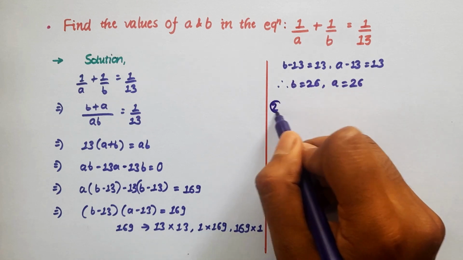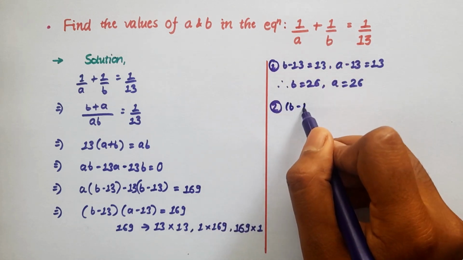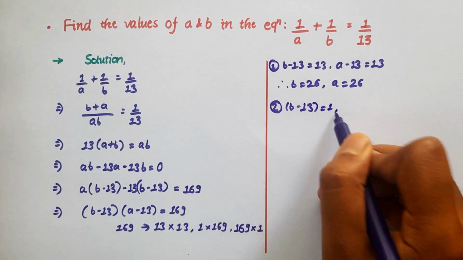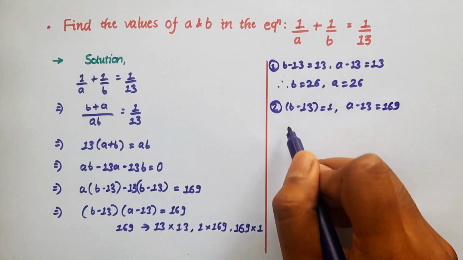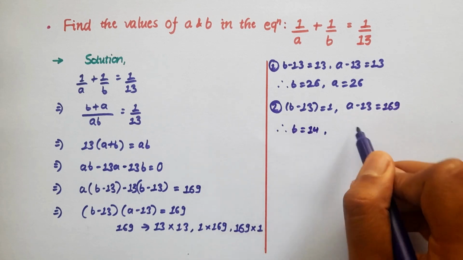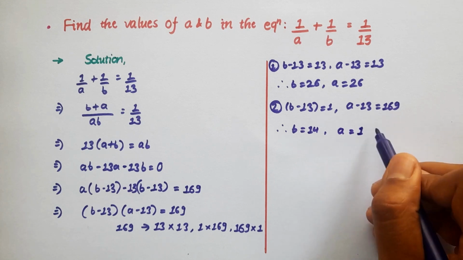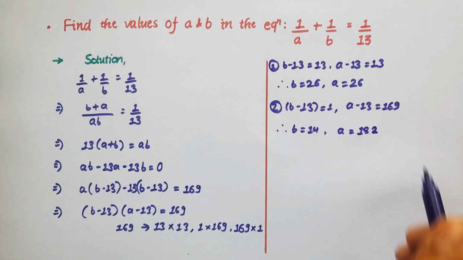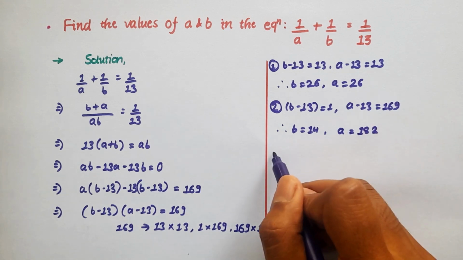Considering the second case where we have b minus 13 equal to 1 and a minus 13 is equal to 169, we would have b is equal to 14 and a is equal to 182. This is the second set of the solution.